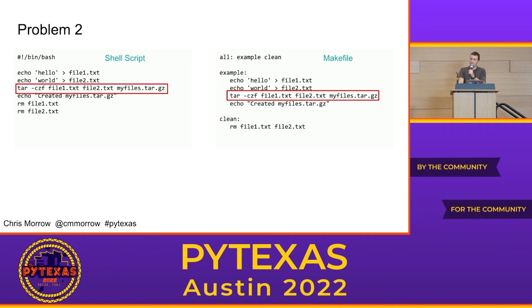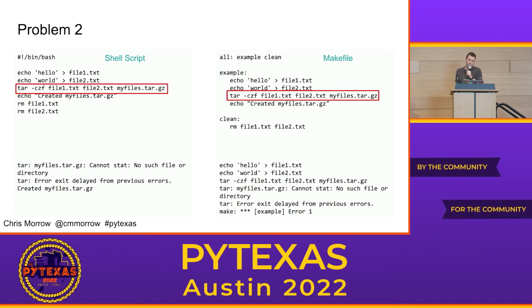The tar command is used incorrectly here. The arguments and the name of the archive file are switched. So when I run this, I get errors. With the shell script, I get an error from tar, but after that, I still see it says created myfiles.tar.gz. It didn't do that because tar failed. This is a problem with shell scripts, that even though a command failed, it continued to run afterwards. And that's not always what you want to do.